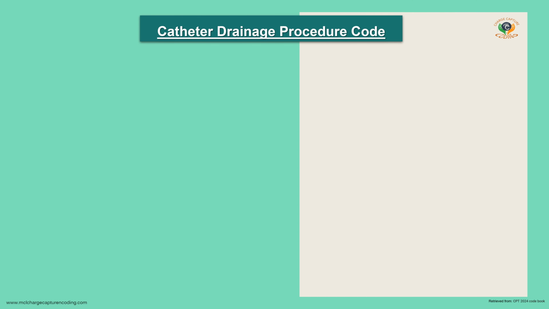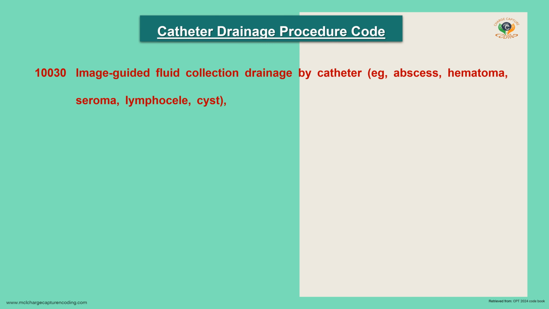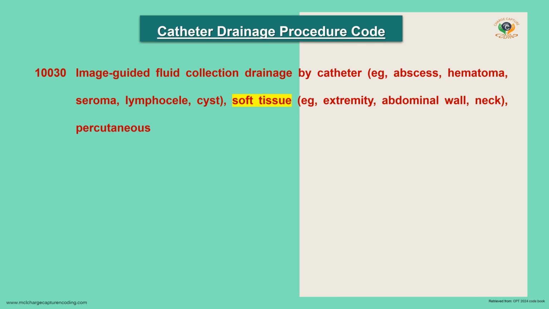Referencing our current CPT 2024 codebook, Code 10030 describes a bundled service of image-guided fluid collection and drainage from an abscess, hematoma, seroma, lymphocele, or cyst via percutaneous of soft tissue such as the extremity, abdominal wall, or neck, using a catheter. Percutaneous means that the procedure was made, done, or effected through the skin.